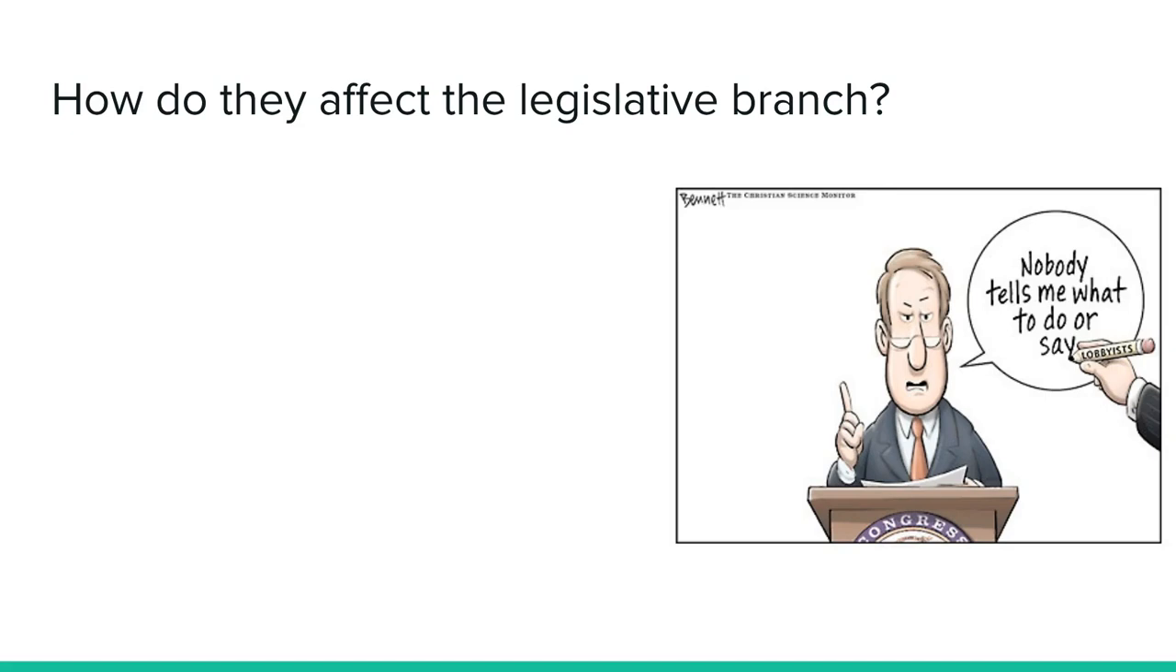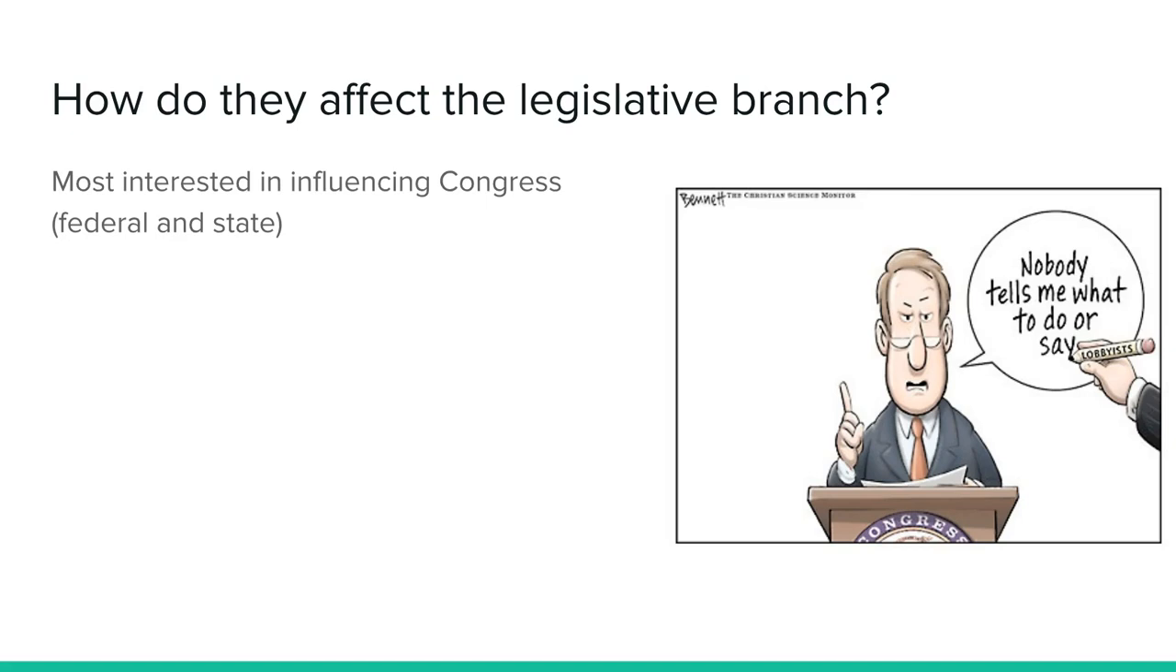A little political cartoon there. The cartoonist, in this case, believes that lobbyists working for interest groups tell Congress people exactly what to say. Now, they do have a lot of influence, maybe too much influence, depending on your political point of view, but they don't always directly tell Congress people what to say.